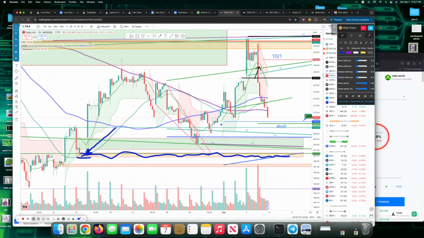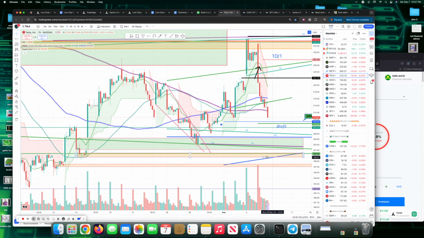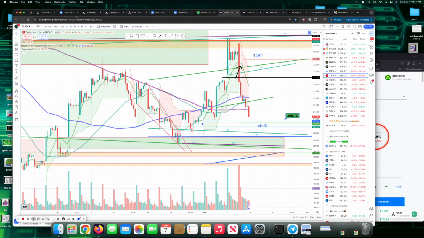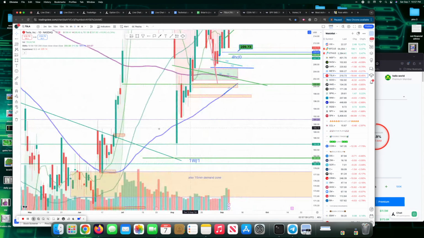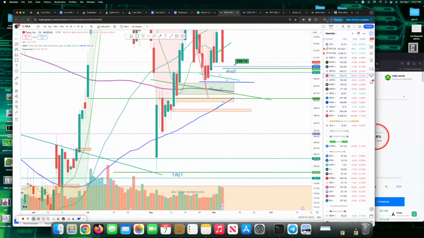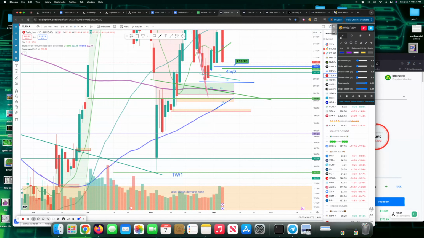Now, I'm going to show you this blue line right close to our hourly demand. Let's go to the daily. Everybody see this blue line? This is the 100 simple moving average. Look how we bounced off of this 100 simple moving average. Boom! We haven't tested this 100 simple moving average since August. So it's been about a month since we tested this.